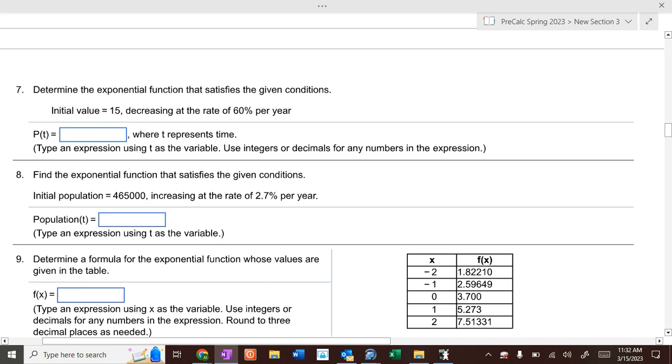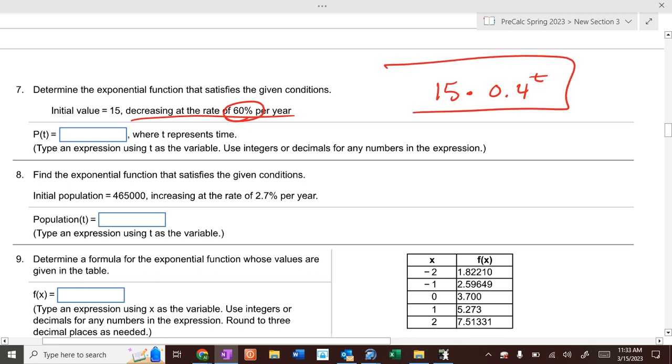Okay. If we're decreasing at a rate of 60% per year, growth or decay? Decay. We have initial value of 15 times, what is 1 minus 60%? 40% or 0.4. So it's 15 times 0.4 raised to the t power. Okay? 15 times 0.4 to the t power.